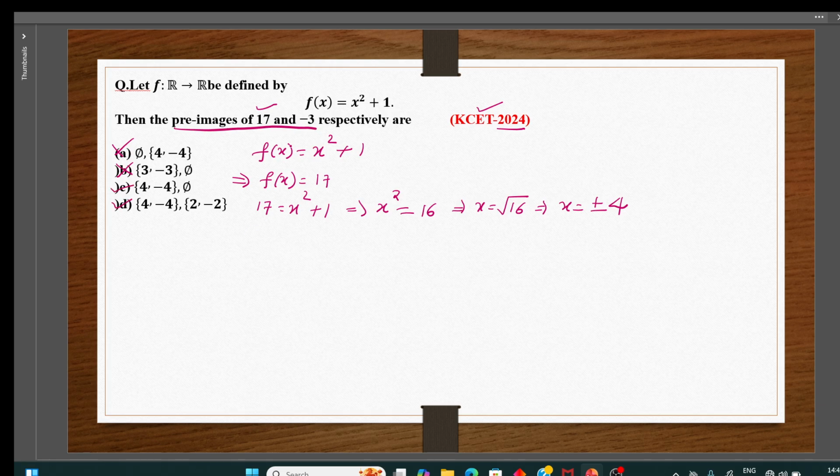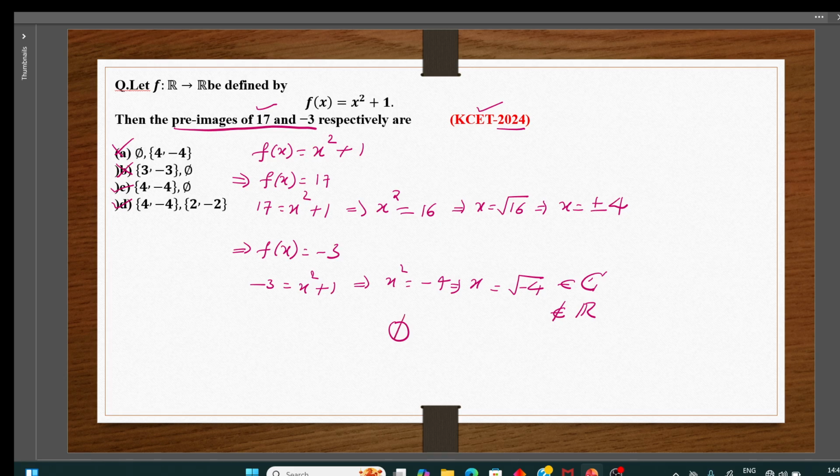Okay, now check the second one, minus 3. So in the second case consider f of x is equal to minus 3. So minus 3 is equal to x square plus 1. So this plus 1 is transferred to the left hand side and x square is equal to minus 4. So x is equal to square root of minus 4, which belongs to complex numbers. Okay, it does not belong to real numbers. So here the pre-image we get is the empty set. So which option is that? Option C is the correct answer. Option D is also wrong. Clear?